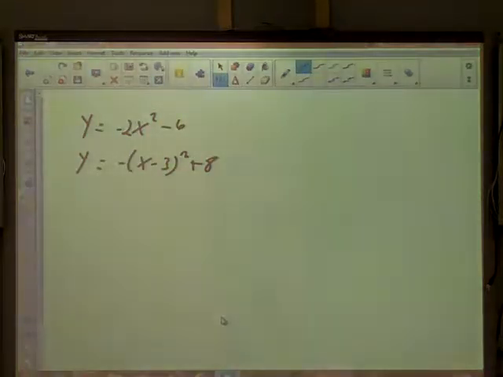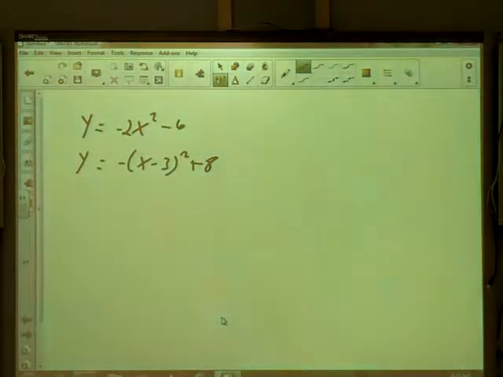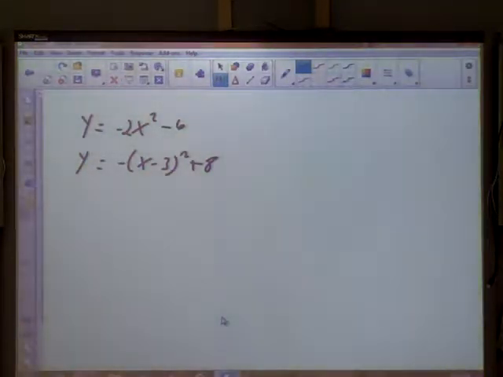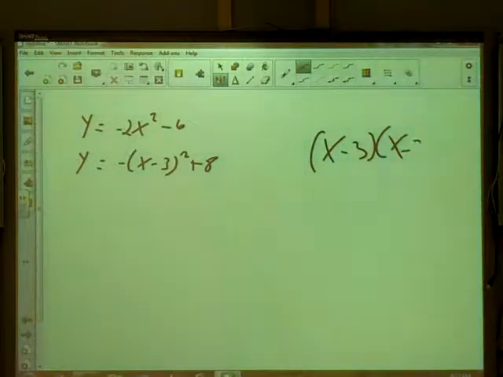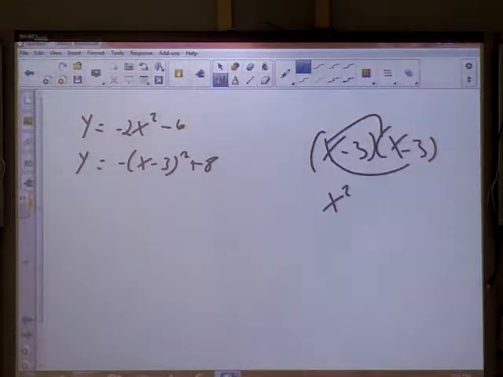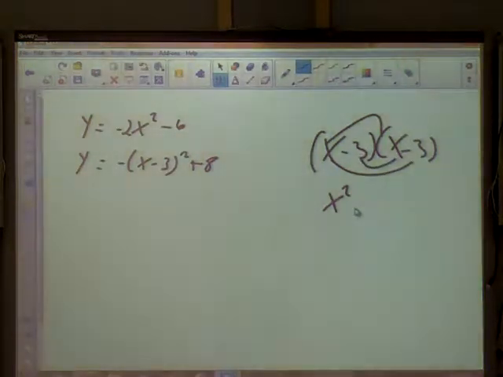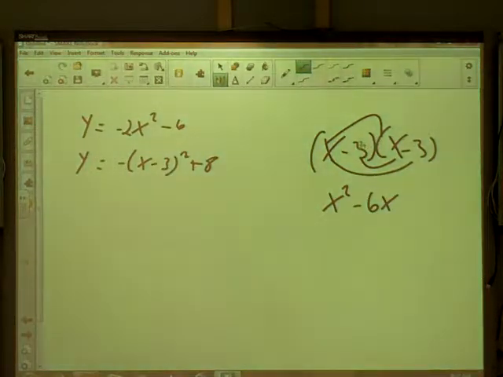A lot of people had that thought and said that to me, but then they screwed up with that x minus 3 squared. X minus 3 squared is not x squared minus 9. X minus 3 squared means you've got to write that whole quantity twice. So that gets you x squared, a minus 3x and a minus 3x, so that's minus 6x, and then a plus 9.